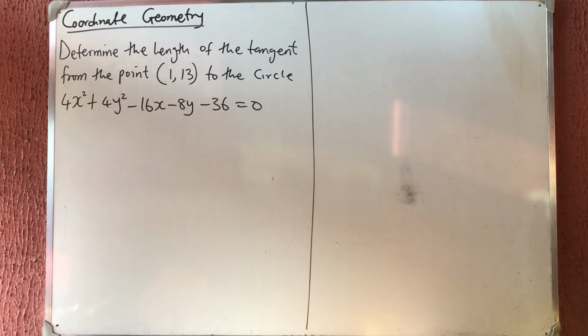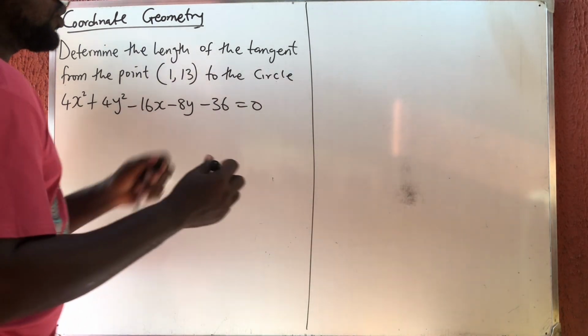Now look at this very simple problem. This is a coordinate geometry question. It's that we should determine the length of the tangent from the point to the circle. Okay? Now I want to show us something.